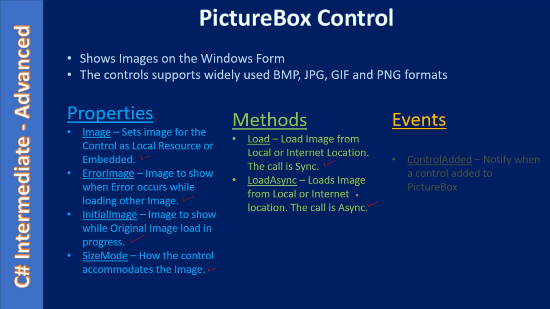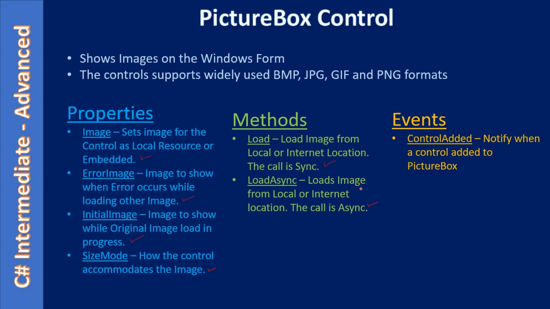Now let us look at some of the events. ControlAdded. So we'll get a notification when a new control is added to the picture box. As already told, a picture box control can load other controls as well. So when you add a control to the picture box control, the event ControlAdded is raised. The same way, ControlRemoved is also raised when you remove a control from the picture box control. These two events are not frequently used because there are other powerful container controls to house simple controls like a button, checkbox, radio group, etc.